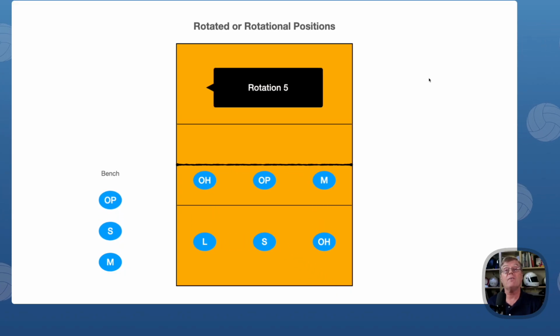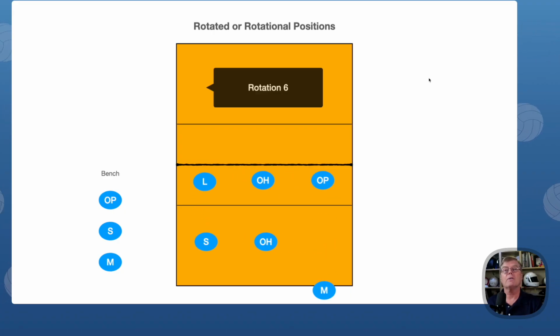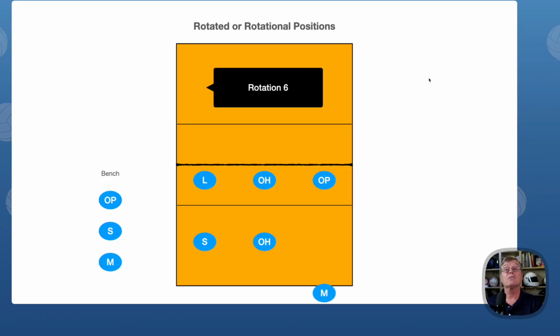Now in rotation 5, there really isn't a lot to do. We've got front row players in the front and back row players in the back, and we'll talk again about how to serve receive in this situation separately. So now we're in rotation 6.